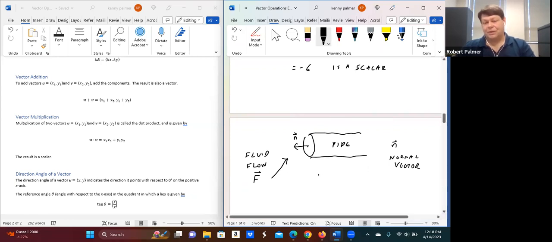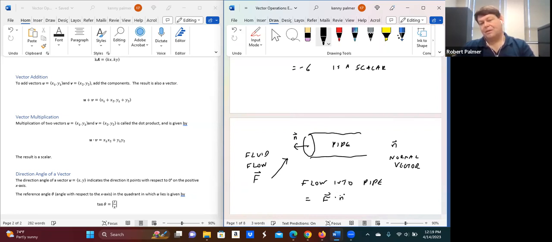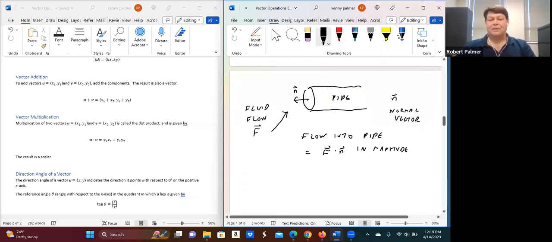It turns out the flow into the pipe is basically F dot N in magnitude. So that's the magnitude that flows in the pipe.